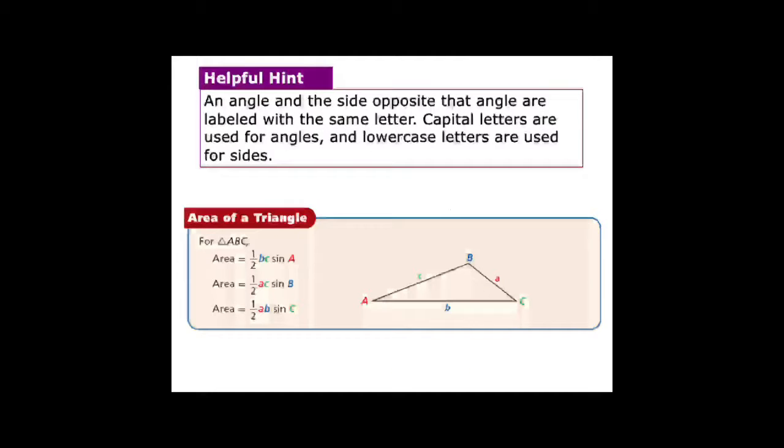Helpful hint: an angle and the side opposite that angle are labeled with the same letter. Capital letters are used for angles and lowercase letters are used for sides. So for this triangle, here are the equations that you will want to write down for the rest of it. You can see that angle B here is across from side b, and so on. So just remember that.